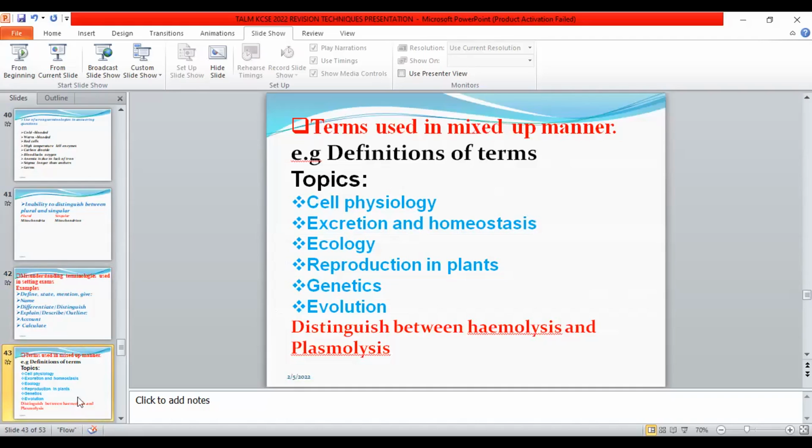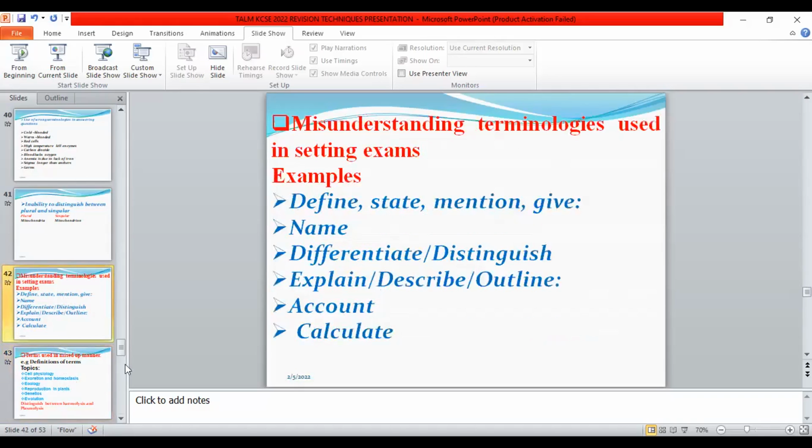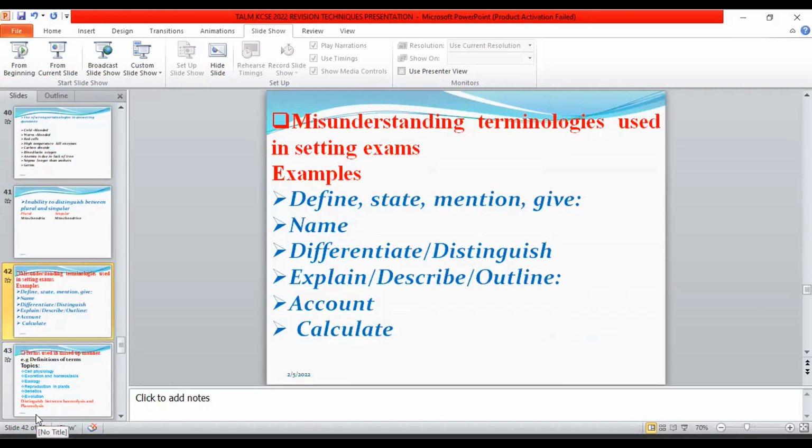The other terminology is distinguish, differentiate. And let us emphasize to our learners that in such questions, they need to be very keen when they are distinguishing or differentiating. In most cases, the best way of answering these questions is to make use of a table whereby you have 2 columns and then they compare the 2. Describing, explaining, and outlining, that is the same thing where the student is expected to understand the content and then they explain in their own words.